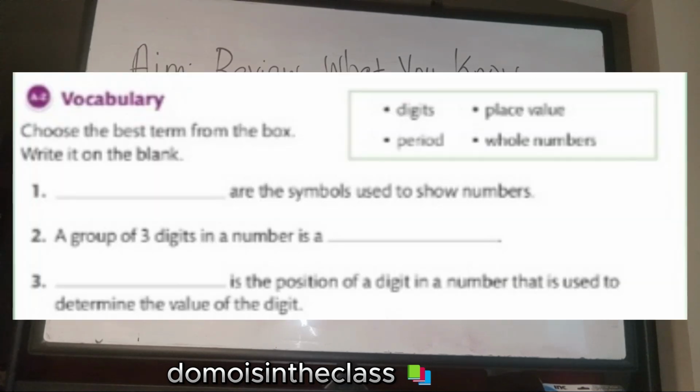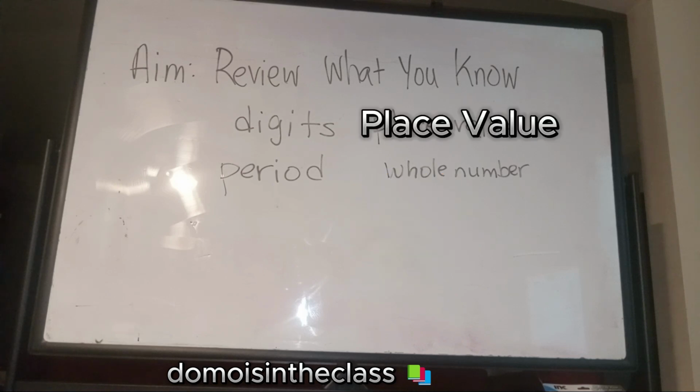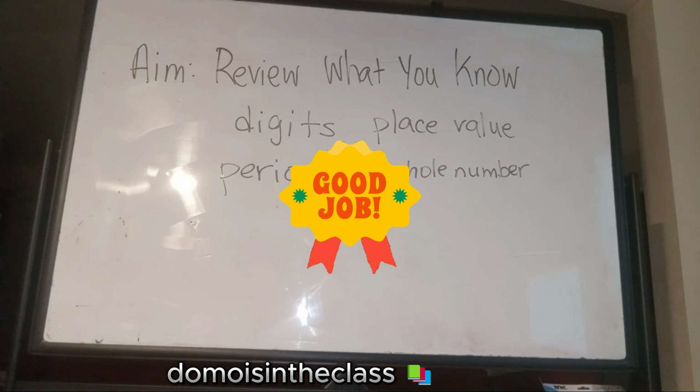Three blank is a position of a digit in a number that is used to determine the value of the digit. And I think it is place value. Ooh, great choice. Right? Great job. So the answer is place value. Place value of a digit is a position of the digit in a number that is used to determine the value of the digit. Great job. That's exactly what that means.